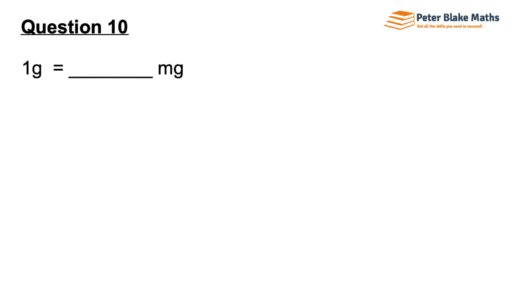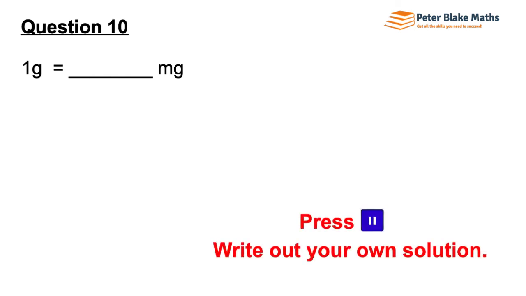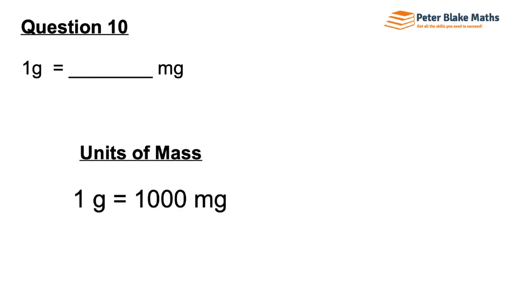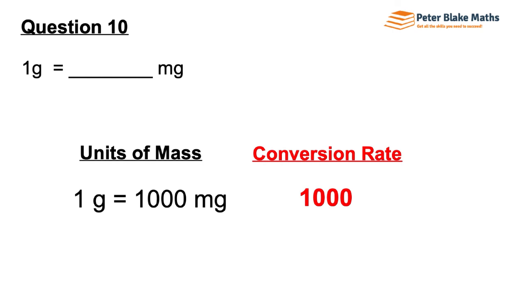Question 10. 1 gram equals how many milligrams? For the units of mass, 1 gram equals 1,000 milligrams. We're breaking up a gram into 1,000 parts. The prefix milli is indicating 1,000ths. So the conversion rate there is 1,000.